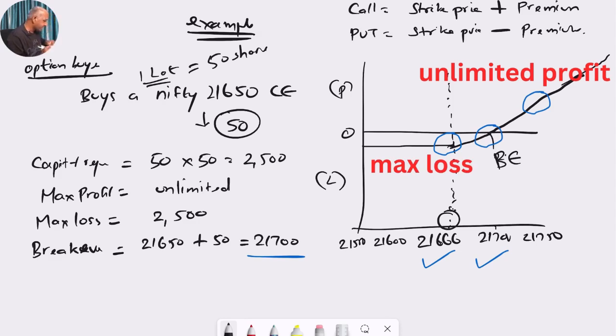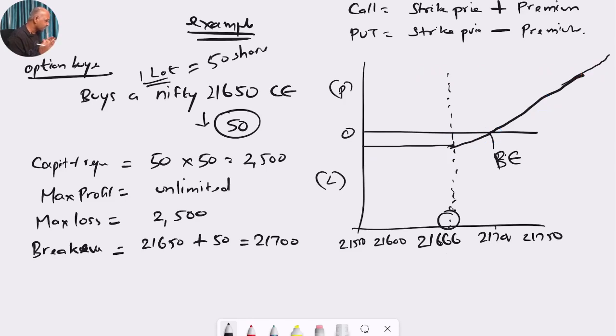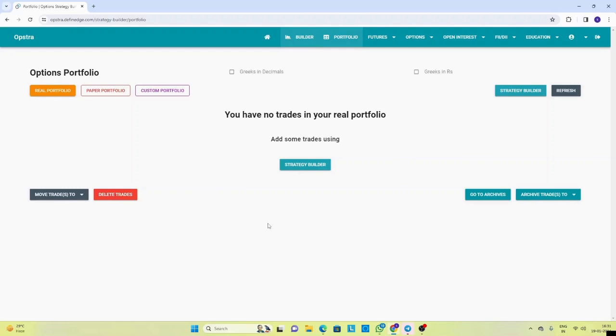So fair enough. I think this is a simple calculation. Now I will show you on the screen how to create this option payoff diagram using Opstra Define Edge. This is the Opstra Define Edge website where you can create option strategies.